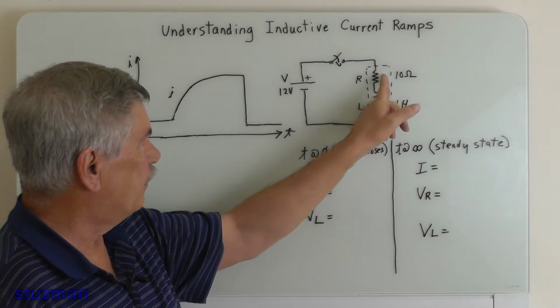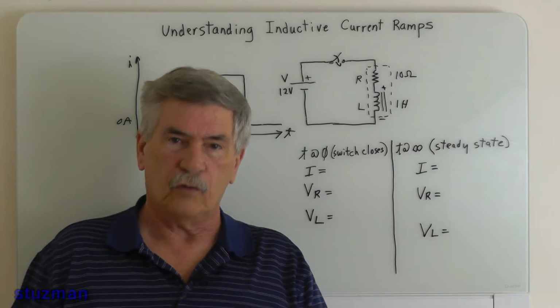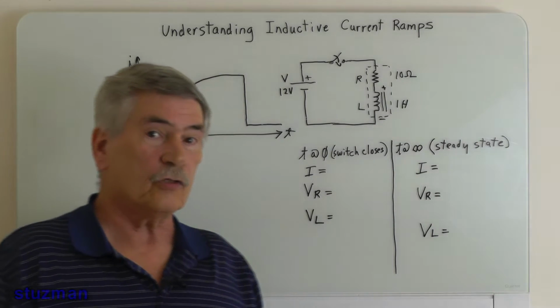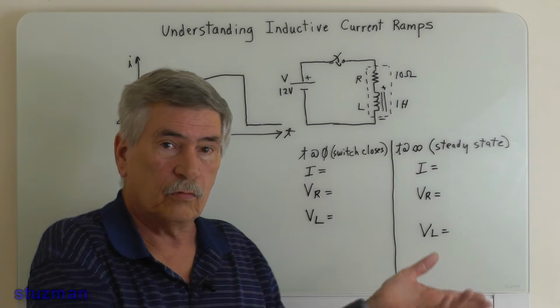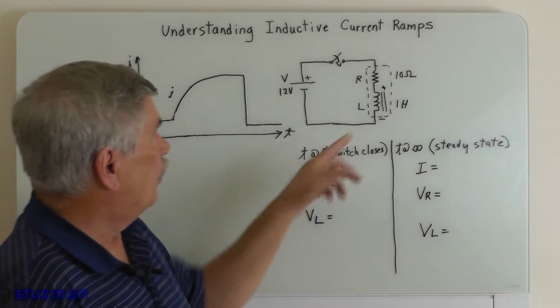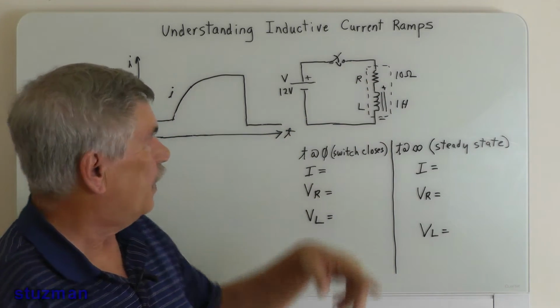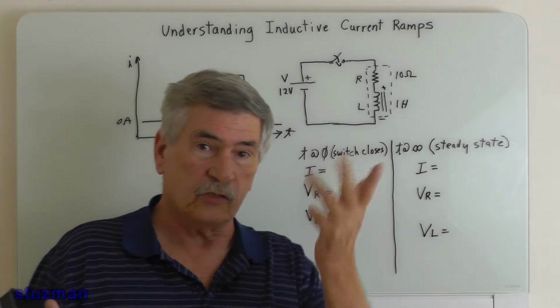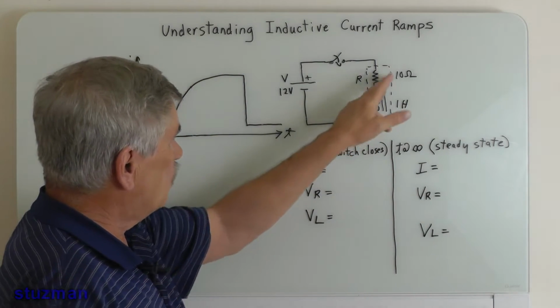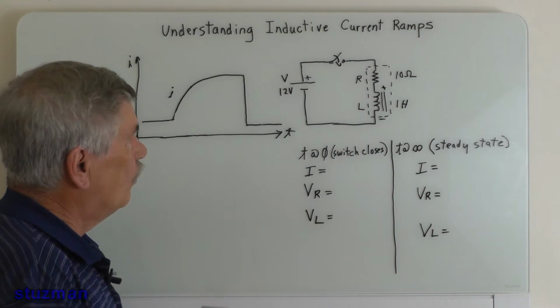Keep in mind that this resistor, I have it shown as for the windings of the inductor, but it can also be an external resistor. I could put another resistor up here, and then I would just add up the two resistances. But in this case, we're just going to use that one resistor.